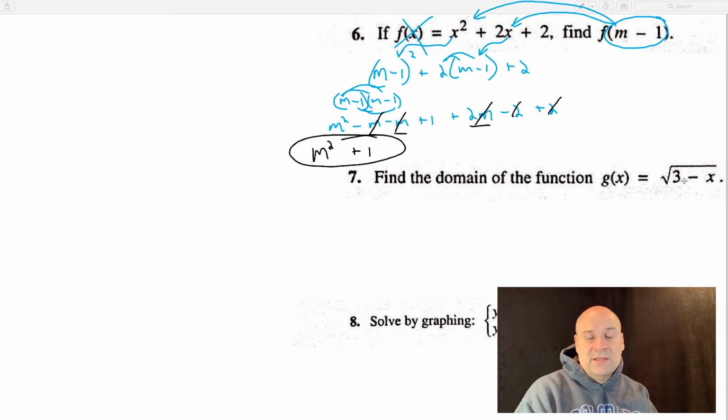Well, what's the only thing you can't take the square root of? Well, you can't take the square root of negative numbers. Then you would have an imaginary solution. We're looking for real solutions, okay? So what x will make this negative? Well, what do you subtract from 3 to make it negative?